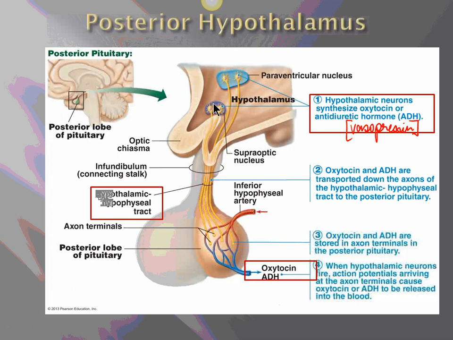So the oxytocin and ADH produced here in the hypothalamus travel in this tract. They come into the posterior pituitary where they are stored. They are just stored over here. And then when the body needs it, there is stimulation, and from this posterior pituitary, oxytocin and ADH are then released into the bloodstream, because that's where hormones are finally released, right? So this is what the posterior hypothalamus does.